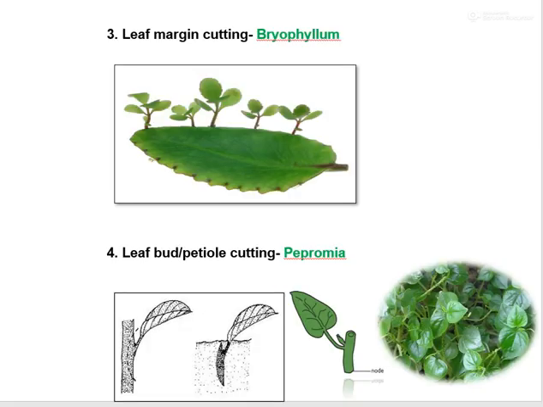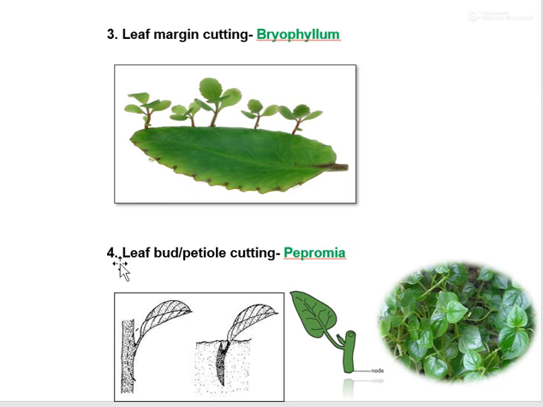The third leaf cutting method is the leaf margin cutting. Its example is bryophyllum. In bryophyllum, we can observe that at its margin there are axillary buds, and from these axillary buds new plantlets develop. When we separate these plantlets along with the short roots, they are again produced into a complete plant and develop as a new seedling.